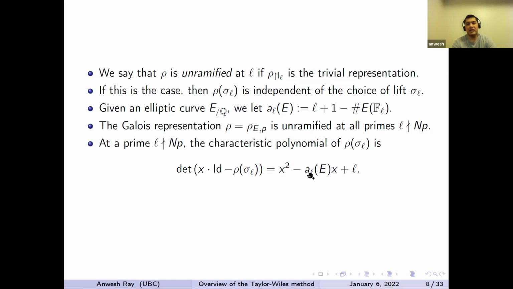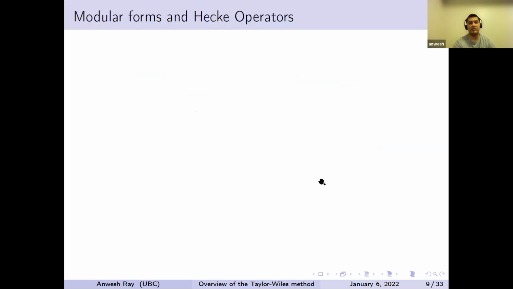So essentially, a sub L of E, which is like the Fourier coefficient at L, can be recovered by taking the trace of the Frobenius at sigma of L. So in that sense, the Galois representation knows these Fourier coefficients. So it knows a lot about the elliptic curve. So we discussed elliptic curves, which is the prototypical case of the Galois representation.